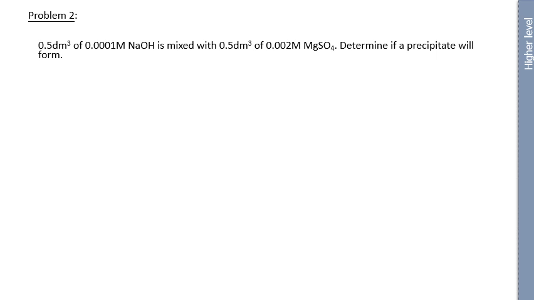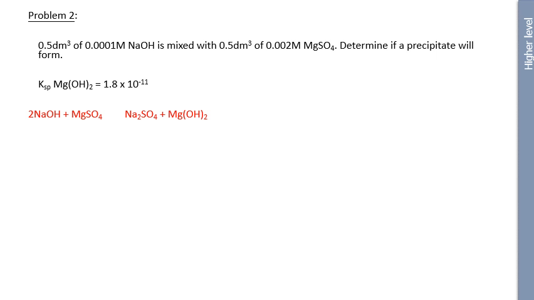Now the thing you need for that, of course, is the solubility product of magnesium hydroxide, which is 1.8 times 10 to the negative 11. Okay, and so basically if the answer is less than this, then there should not be a precipitate. And if it is more than this, then it should be a precipitate.